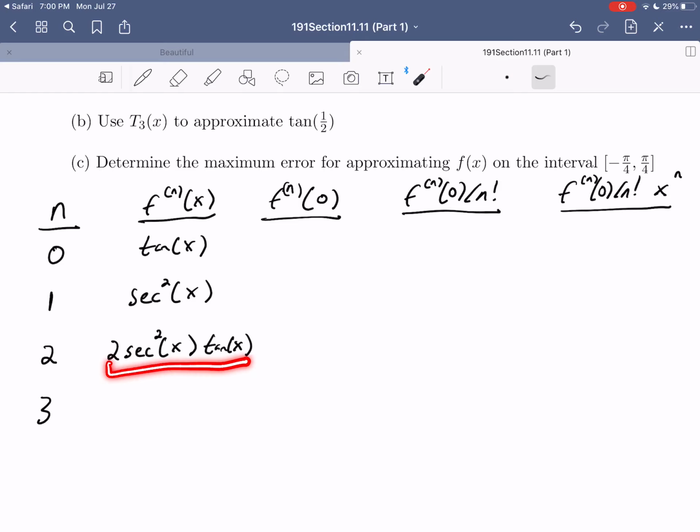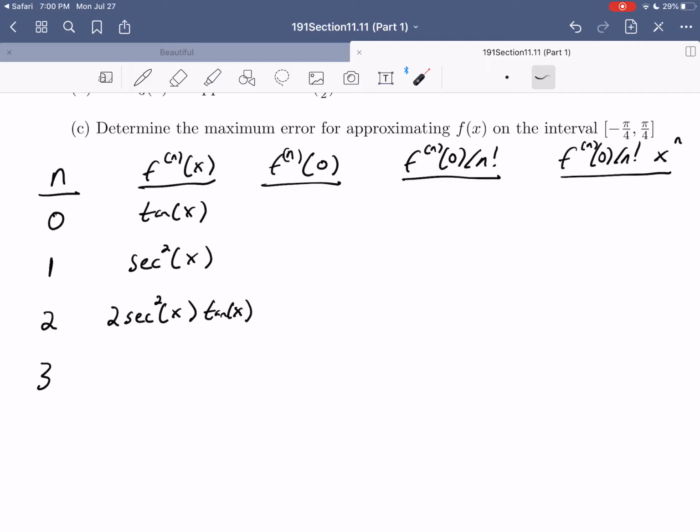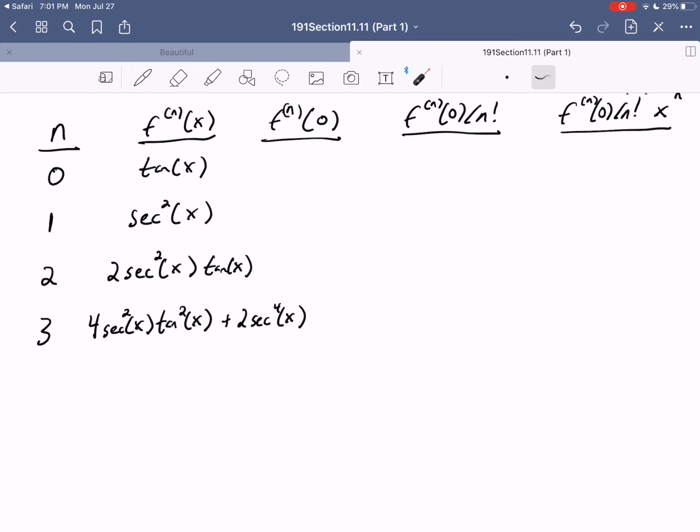So we get 2 secant squared tangent x. Then we need to differentiate that again. We're going to have to use the product rule. So the derivative here is going to give us 4 secant x, but then we're going to get a secant tangent, so secant squared. And of course, this tangent is going to stick around, so we're going to get tangent squared. Then we need to differentiate this component, which is going to give us a secant squared. So it sounds like 2 secant to the 4th x.